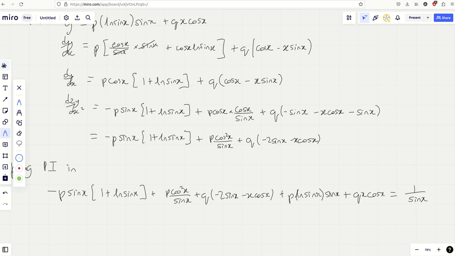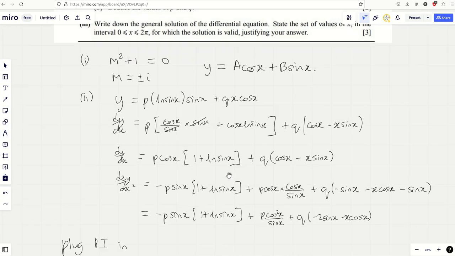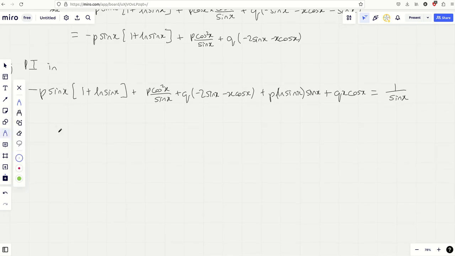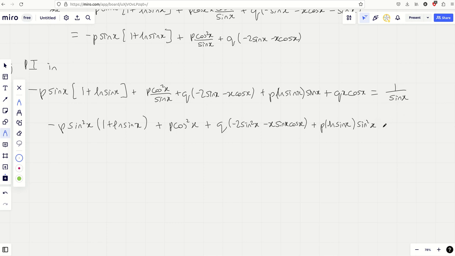Yeah, and I've got to try and show that this result is true. So that's what I'm going to try and do. So I'm going to multiply by sin x across. That's going to give me minus p sin squared x, 1 plus ln sin x, plus p cos squared x, plus q times, I'll multiply the sin x into there, minus 2 sin squared x, minus x sin x cos x, plus p ln sin x sin squared x, plus qx sin x cos x equals 1.